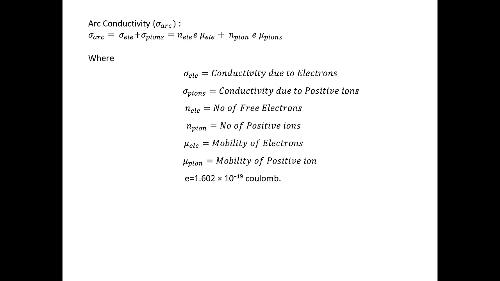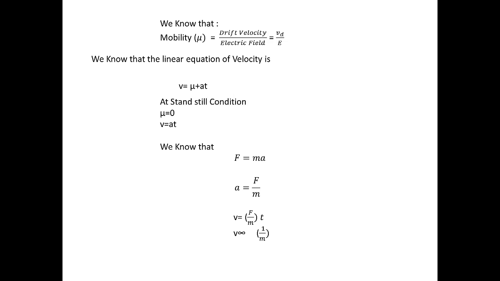From this equation, it is clear the conductivity is due to both positive ions and negative ions. That means the conductivity is due to positive ions and free electrons. And also we know that the mobility equals drift velocity by electric field, that is Vd by E. And also we know the linear equation of velocity, V equals u plus at. At standstill condition, u equals 0. This u equals 0 is substituted in the linear equation, we get V equals at.